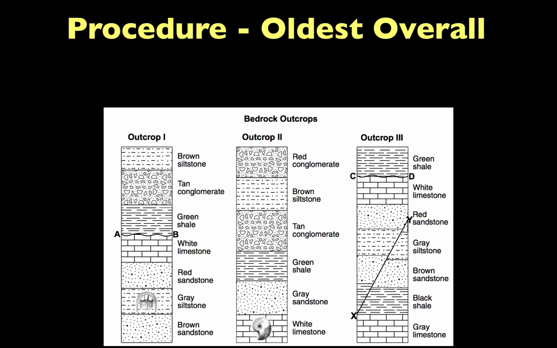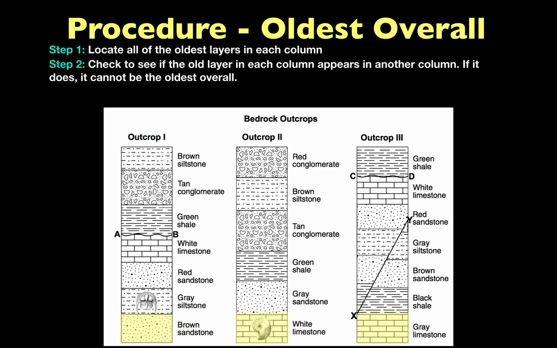Now let's switch it up and look at an example of the oldest overall. There's going to be a very similar procedure. So the first step, locate all the oldest layers in each column, and all the old layers should be found at the bottom of each column. Next, check to see if the old layer in each column appears in another column. If it does, then it's not the oldest overall.